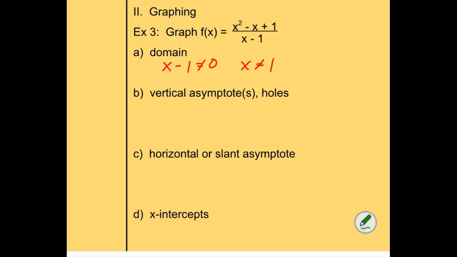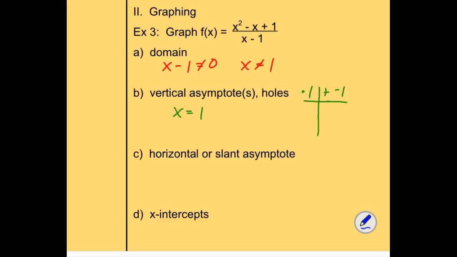Vertical asymptote. On this one, we need to factor the numerator because that could be a hole instead of an asymptote, because it could be a factor of the numerator. So our numerator multiplies to 1 and adds to -1. Thinking about a t-chart, the only values that multiply to 1 would be +1 times +1, which would add to 2, or -1 times -1, which would add to -2. So this one does not factor, which means that factor in the denominator does not cancel. So x equals 1 is a vertical asymptote.